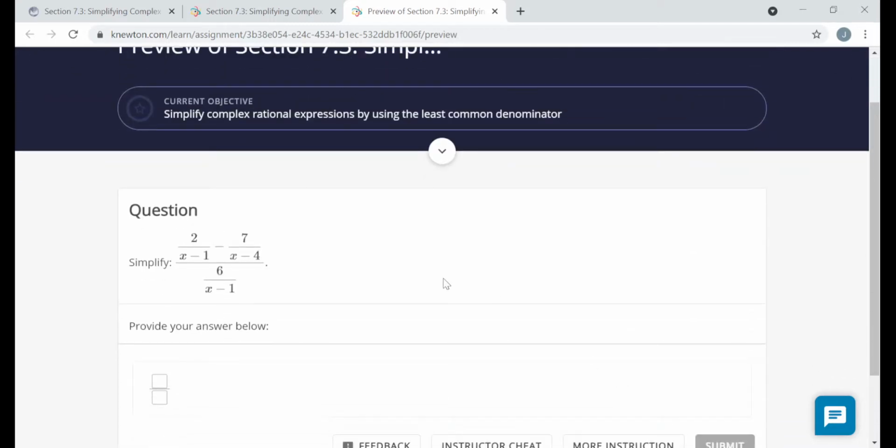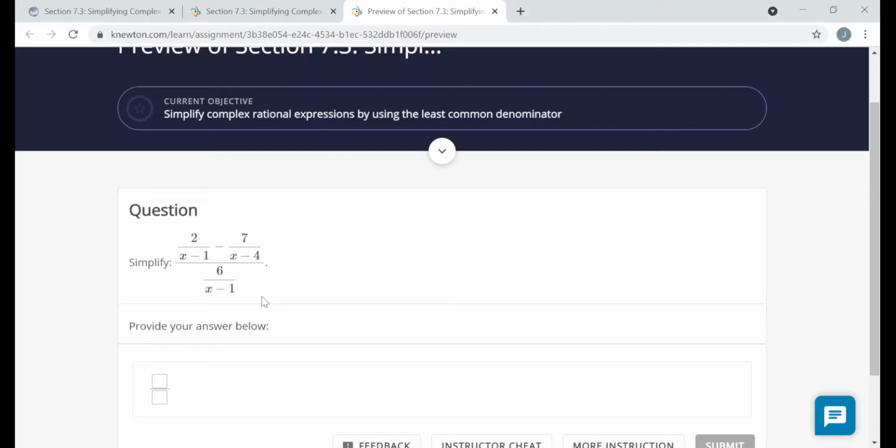Alright, so in this first question, the objective is simplify complex rational expressions by using the least common denominator, or by using the LCD. I'm assuming here that you know how to find the least common denominator of several fractions. So I'm just going to be writing what the least common denominator is, and then using it to help simplify the complex fraction we're given.